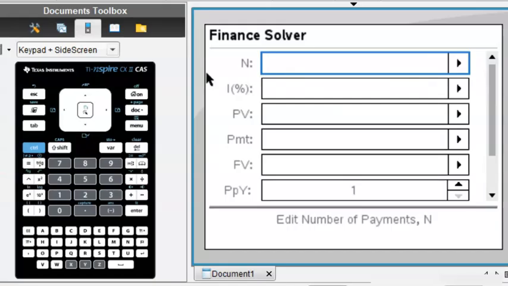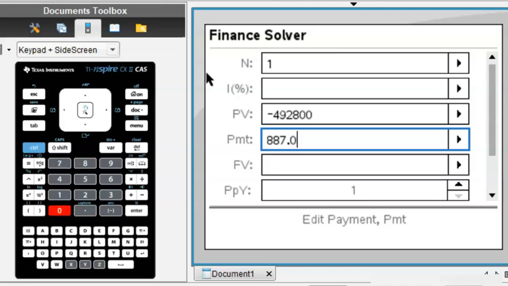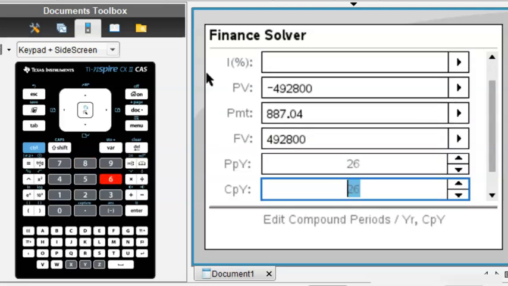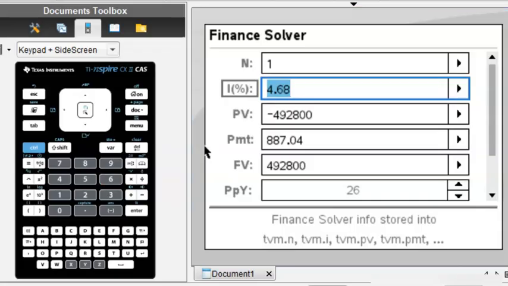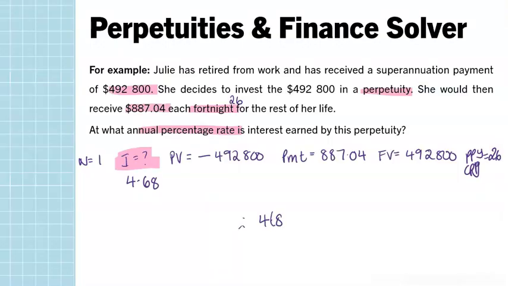Run through and put that information in. N is 1. We're going to come back and find what the interest rate is. Our principal we put in is negative. Our payment amount, she's receiving 887.04. Our future value will be the same amount as our PV, but positive, and 26 payments per year. We come back and see that the interest rate, in order to earn that payment amount each fortnight, is 4.68%. And so our annual interest rate is 4.68% per annum.